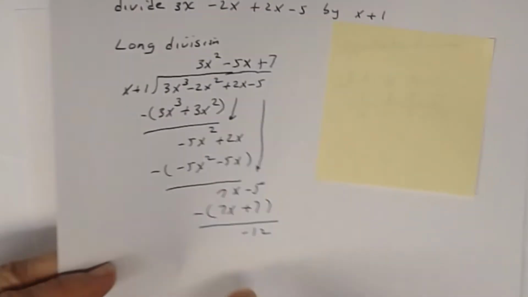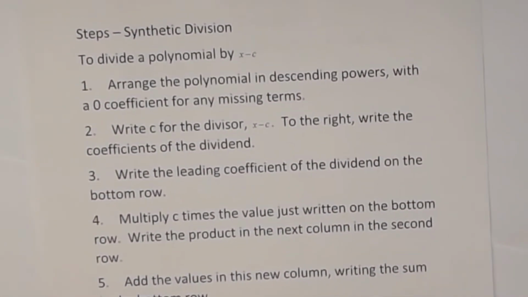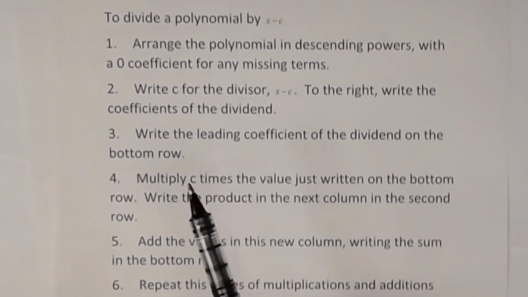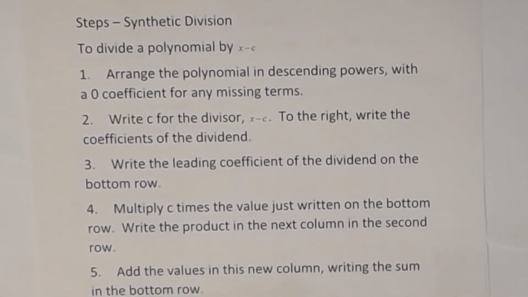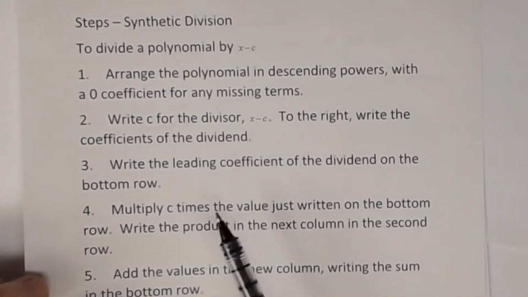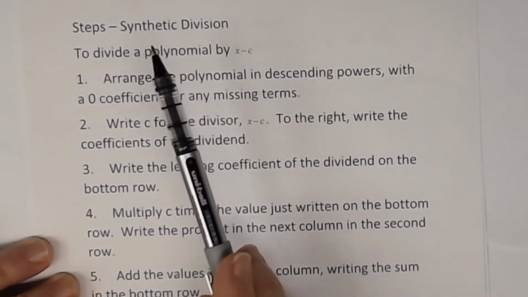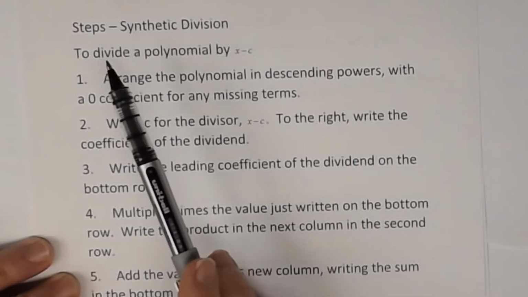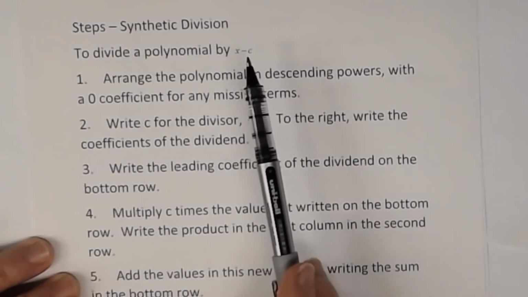Now, in your Canvas course, I put in there the steps to synthetic division, so make sure you look at these steps. There are basically 7 steps you're going to go through, and as we do an example, we're going to look at each of those steps. Always remember that to divide a polynomial using synthetic division, the divisor must be x minus c.